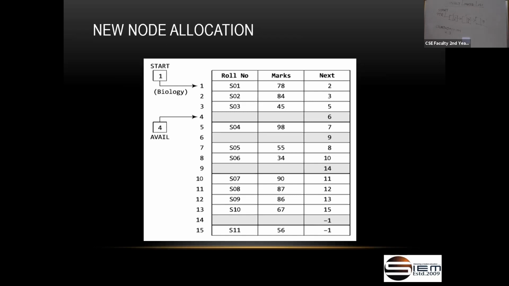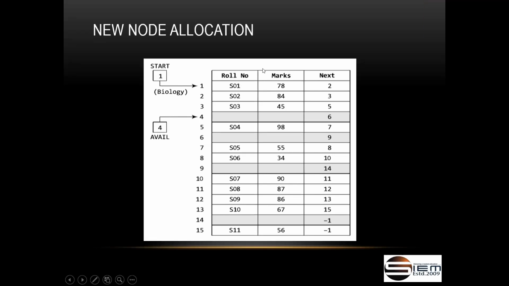So next you see, you said different types of values can be stored in the data part. So see, in the data part, two different values are stored: roll number and marks, using structure.